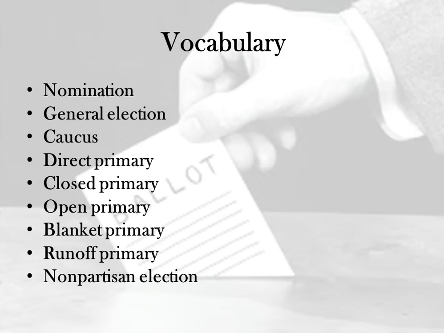Here's your vocabulary. You should know the following: nomination, general election, caucus, direct primary, closed primary, open primary, blanket primary, runoff primary, and nonpartisan election.